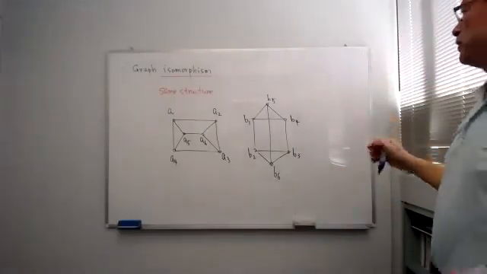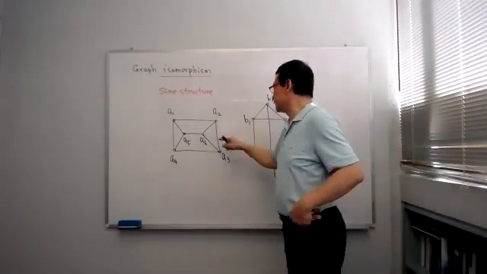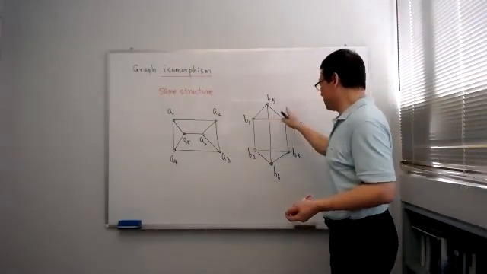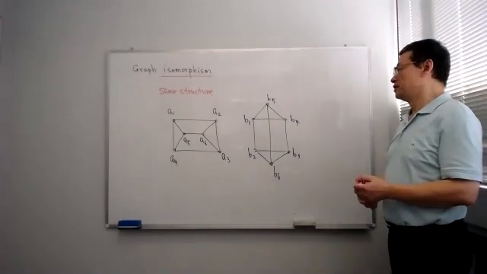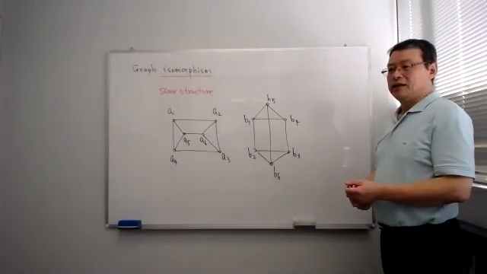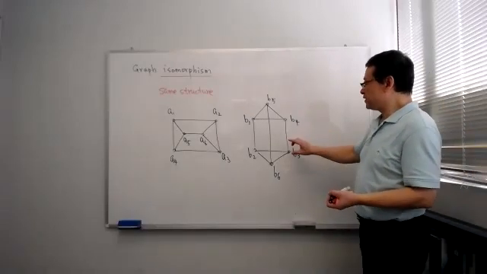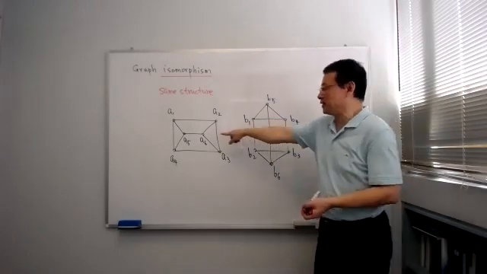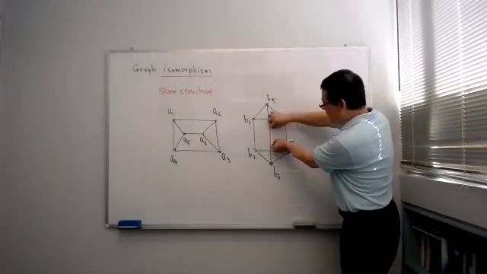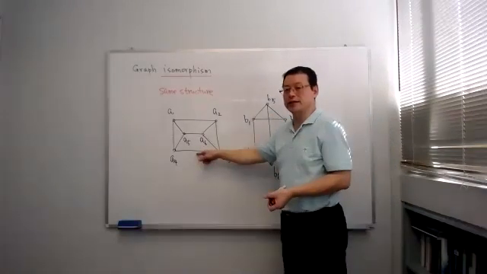Okay, now I have two different graphs. Of course, they look different. Even the names are different: A1 to A6 here, B1 to B6. But do they have the same structure? If you look carefully at this graph, if I put these two inside and rotate it 90 degrees, I get that graph. If I put both of them inside, then rotate it 90 degrees, I get exactly that graph.